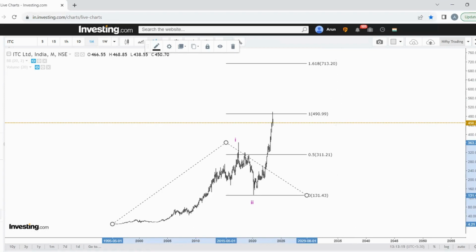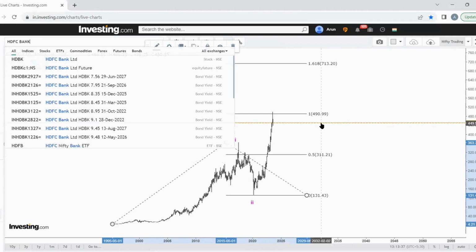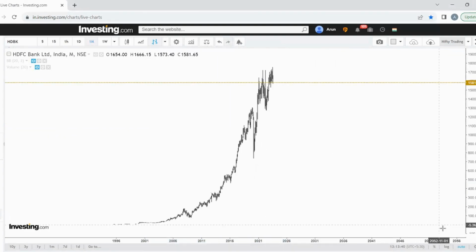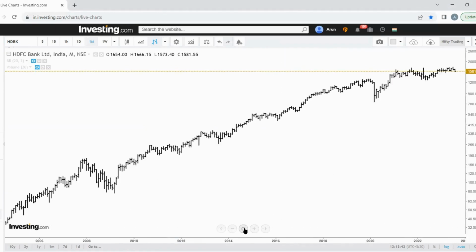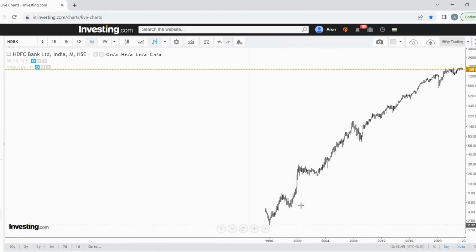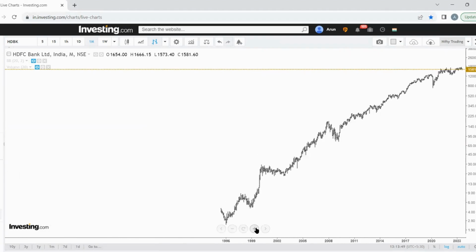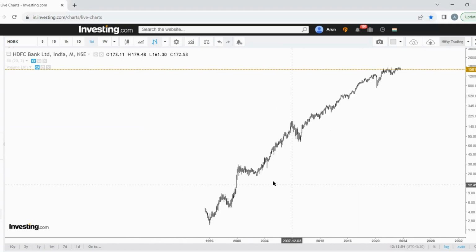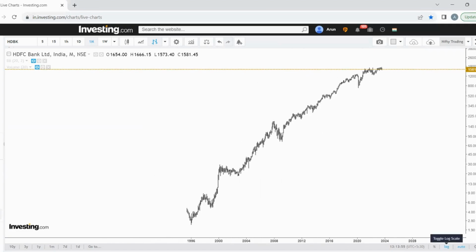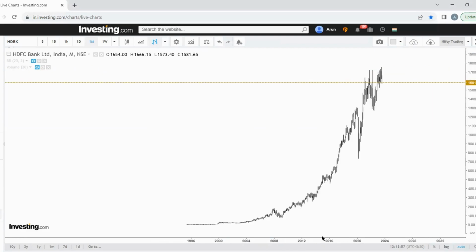And the next one is HDFC Bank. I use a log chart. These kinds of charts are a little tricky, and we should make some assumptions. Okay, I take off this log.